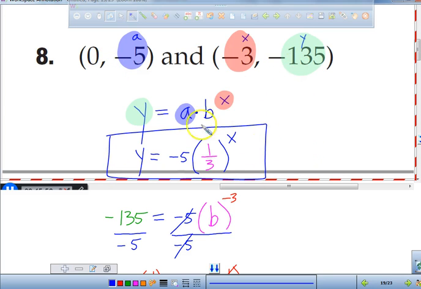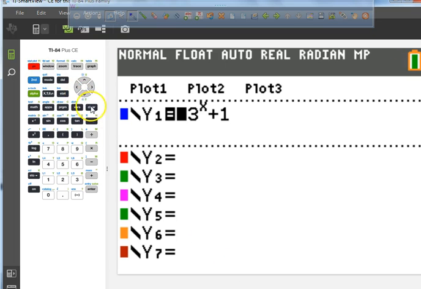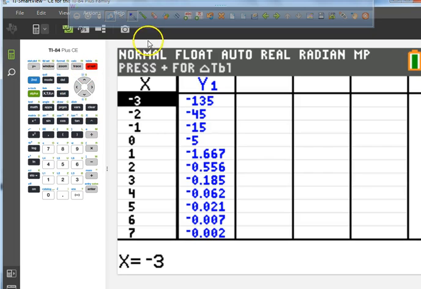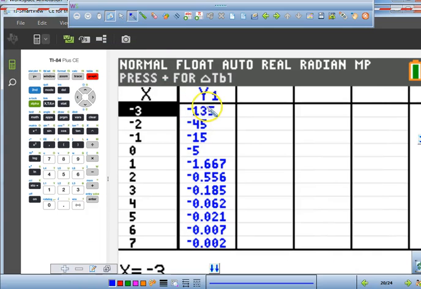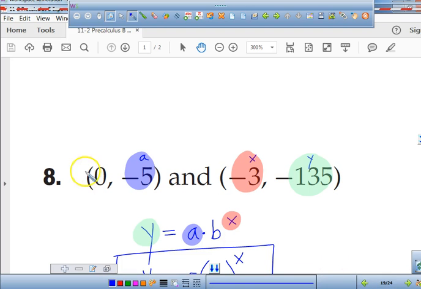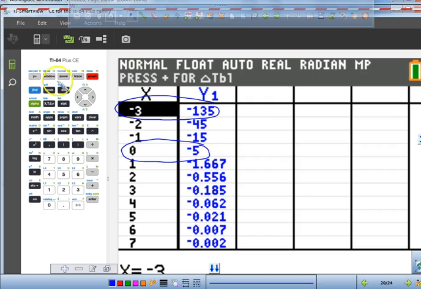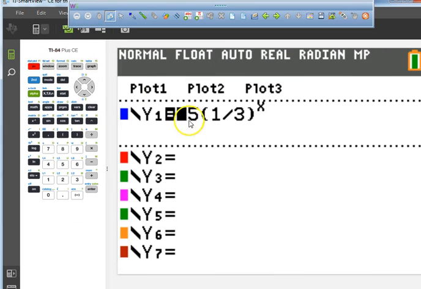Well, how can I check this answer if I have a graphing calculator? Here's how you do it. You go to Y equals. I'm going to clear this out. I type -5, open parentheses, 1 divided by 3, close parentheses, raised to the power of x. And we're going to check our table. And yes, we are able to prove that (-3, -135) and (0, -5) are two points that go through our equation. And that's your final answer for number 8.